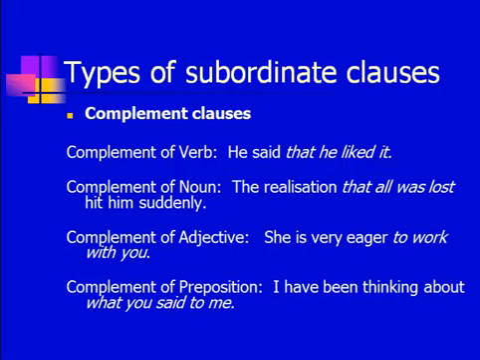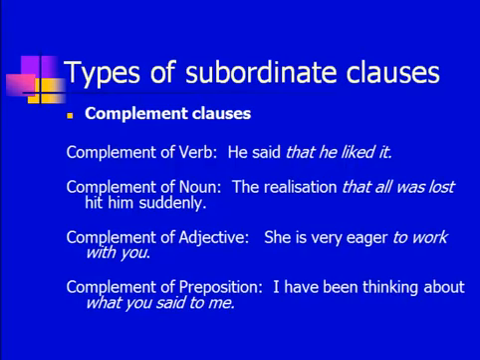You can think, if we put a subject in, it makes it a little bit easier to recognize. So you could say something like, she is very eager for John to work with you. So for John to work with you is very similar to that John will work with you. The only difference is that there is no finite verb. It's an infinitival clause, a non-finite clause.